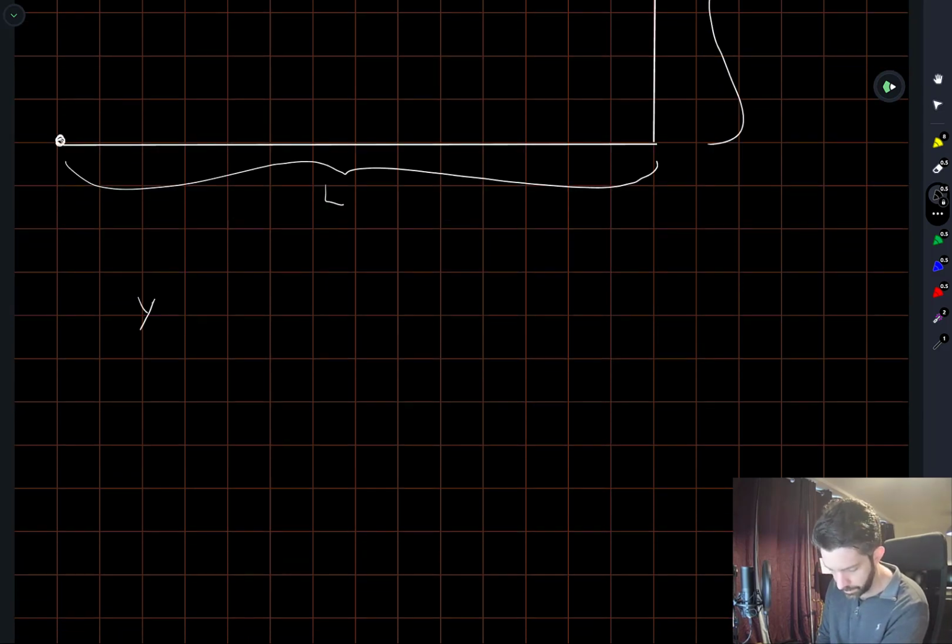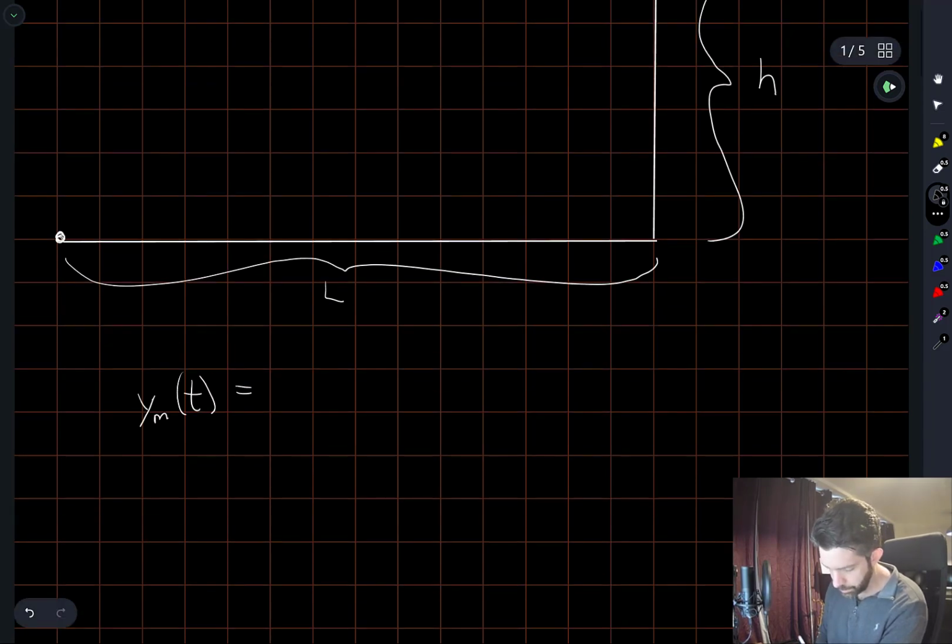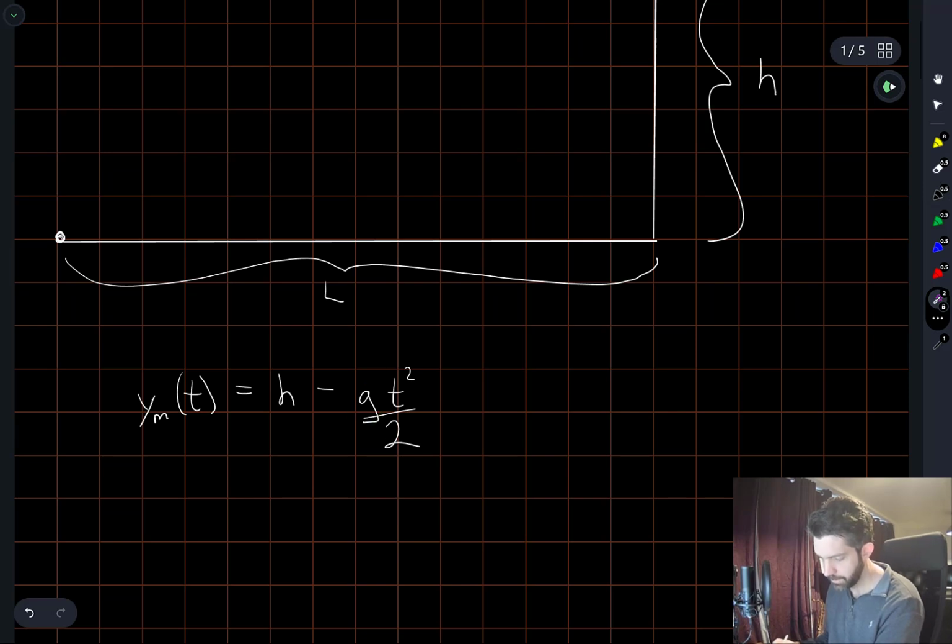So the position of the monkey I'll denote by y_m. This is going to be a function of t, and it'll be equal to the initial position h minus g t squared over 2, where g is the gravitational constant. Let me make sure that's correct. The velocity downwards at any point in time will be negative g t. It gains velocity at a rate g. So we integrate that and we get negative g t squared over 2. Yeah, okay.